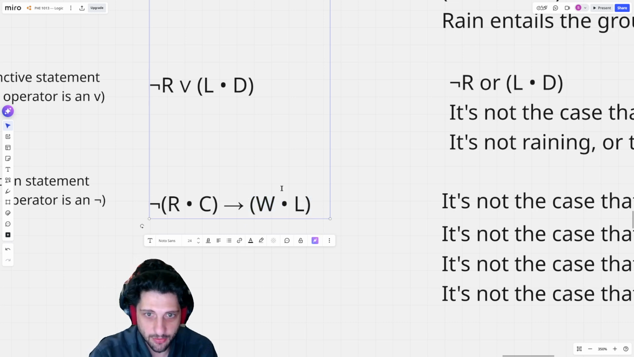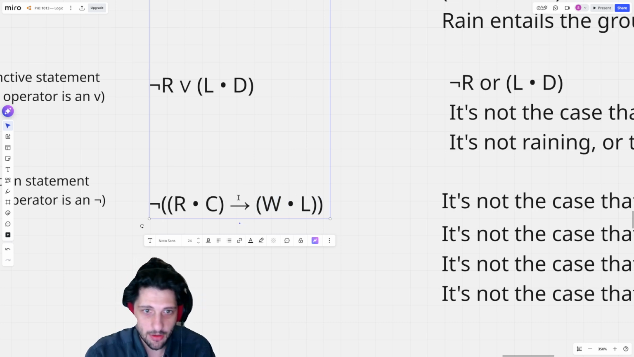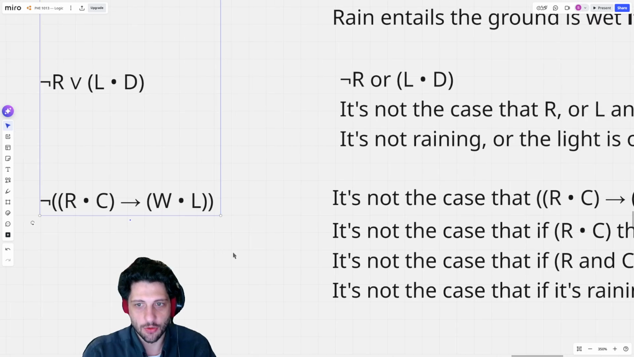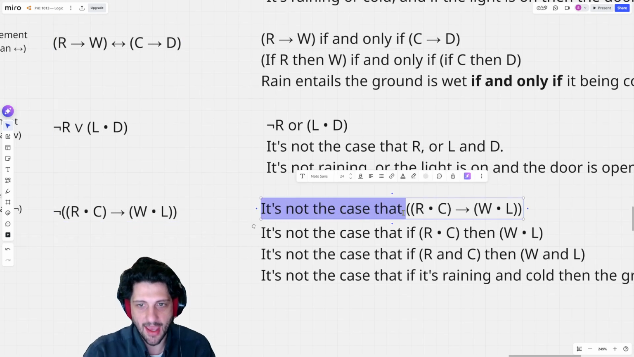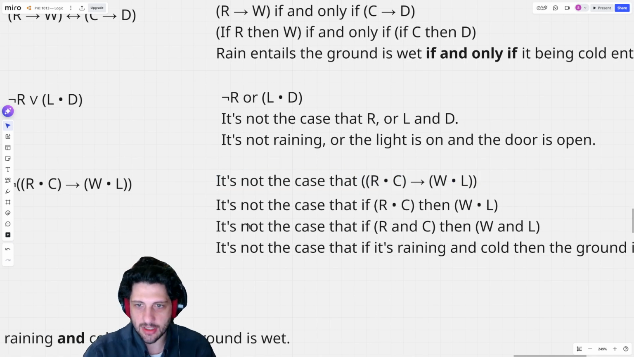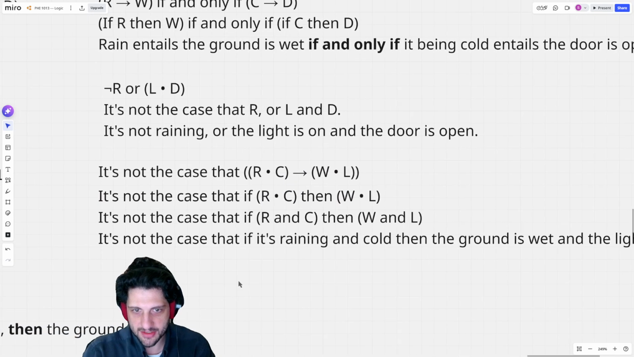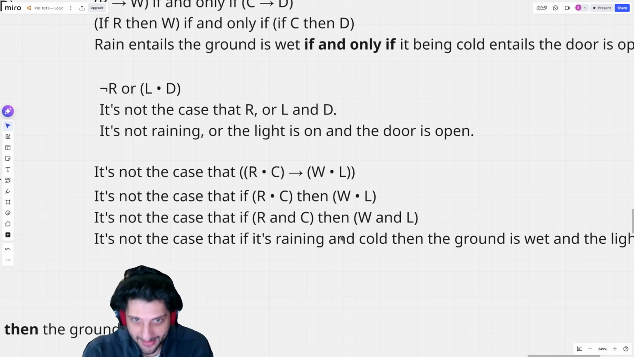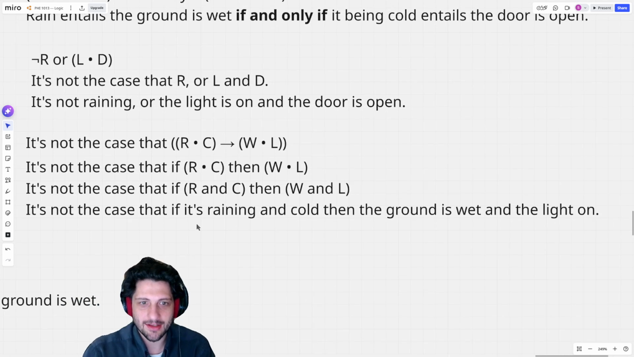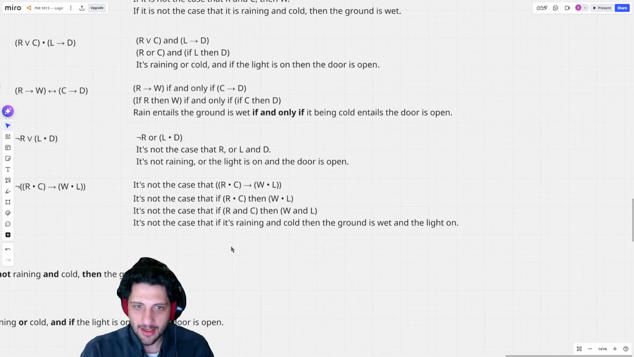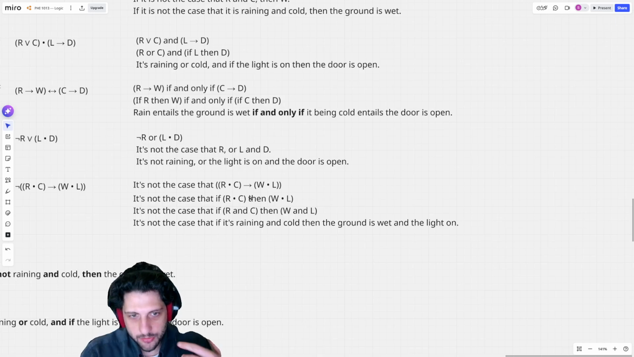But when we have those extra parentheses that wrap up the whole middle part, now it's saying, no, you started with this conditional statement, when we were constructing it, so to speak, and we rejected it. So what we're saying is, it's not the case that this whole conditional statement is true. And so then we're just going to keep breaking it down. It's not the case that if R and C, then W and L. It's not the case that if it's raining and cold, then the ground is wet and the light is on. Again, these statements continue to get longer and more complicated.